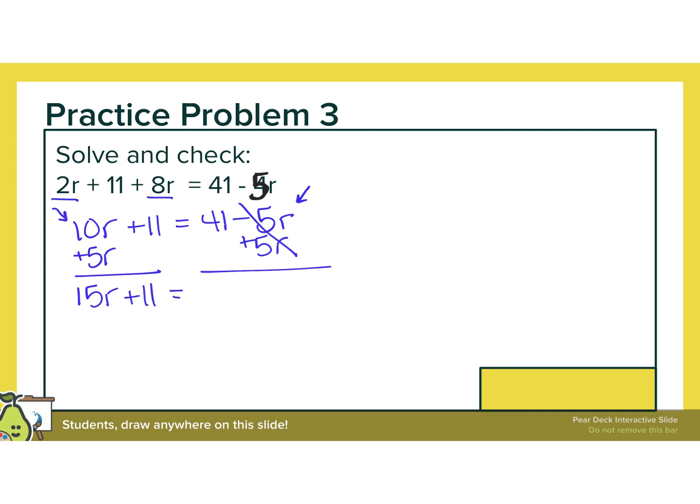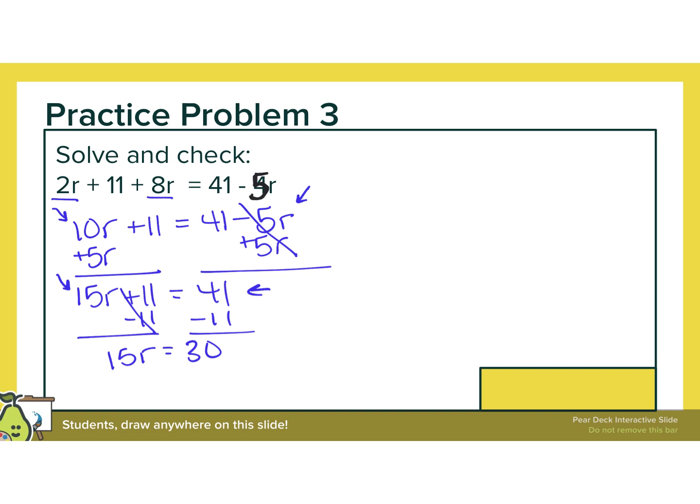Bring down everything else. Now I'm on step 4. I need to get my constants on the other side. So since variables are here on the left, I want constants to be over here on the right. So do the opposite and get rid of these 11 on both sides. The 11s cancel out. Bring down your 15r. This is 30. Step 5, isolate.